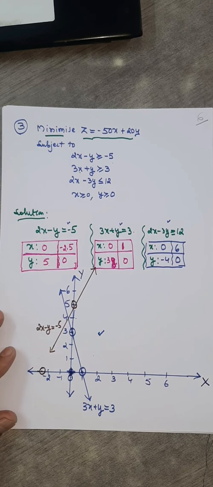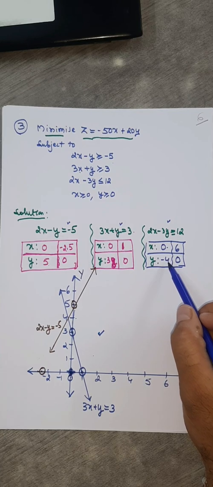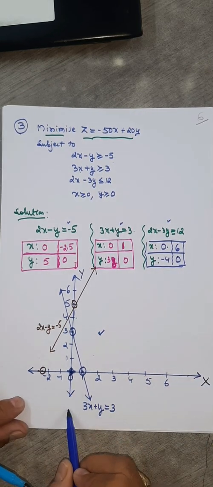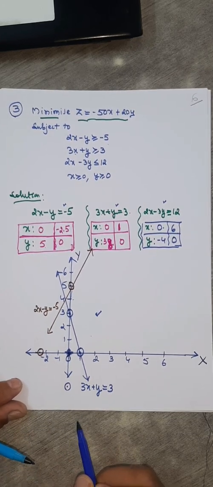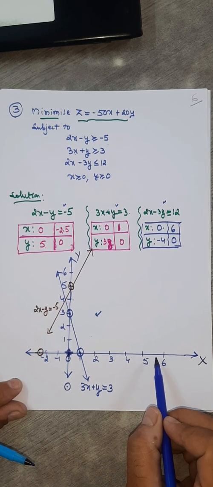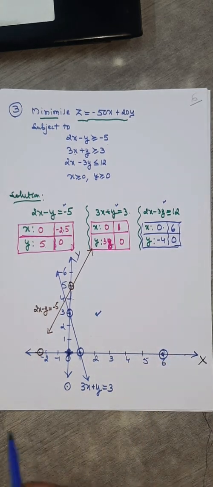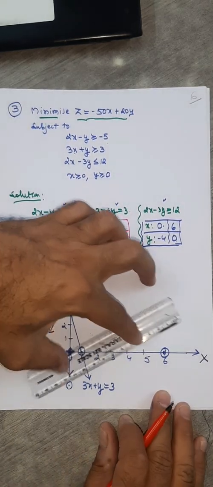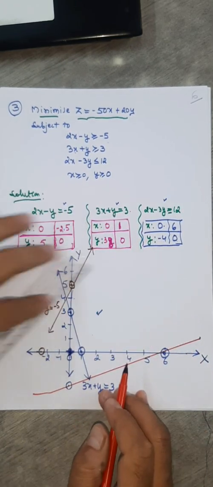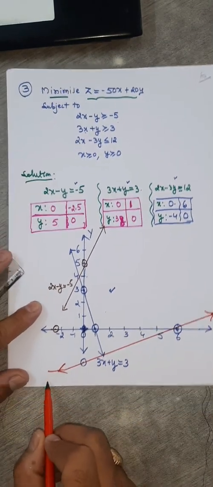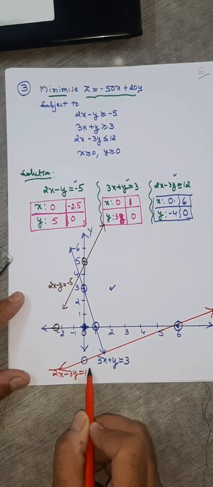Okay. Now we draw the third line. Where is the third line? 0, then minus 4, and 6, 0. 0, minus 4 is somewhere here on the negative y-axis, I'll not show that. And 6, 0. Where is 6, 0? Somewhere here, roughly. So that line will be like this. This is the line. Okay, this is the equation of which line? Let me write here. It is nothing but 2x minus 3y equals 12.